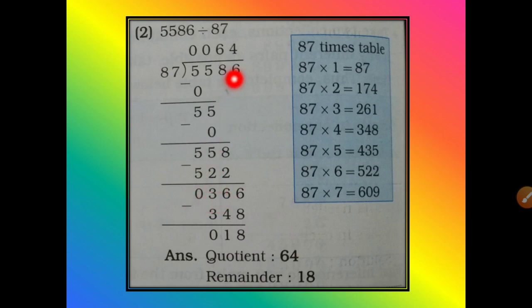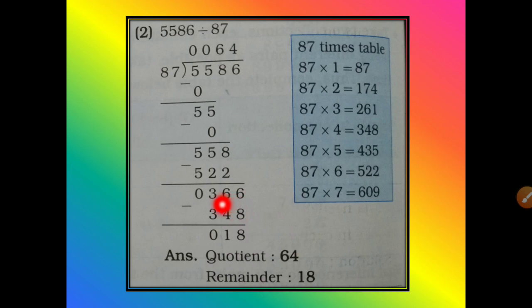Now copy the last number, that is 6. Now this number is 366. We had already written the table of 87, so we will find out whether this number will come in the table of 87. No, 366 is not there, but the smaller number is there, that is 348. So we will write 87 fours are 348. Minus: 6 minus 8, not possible.